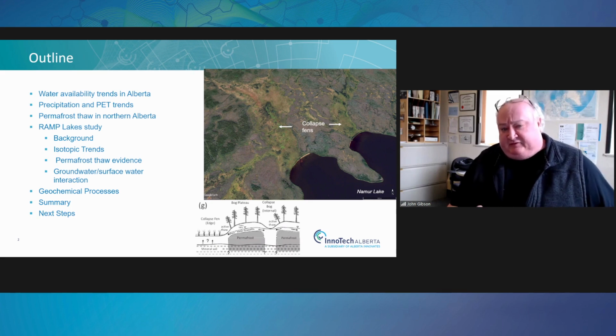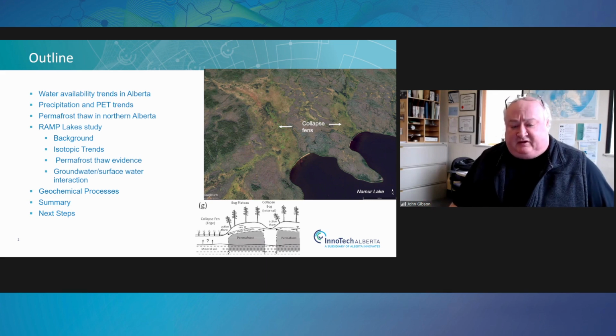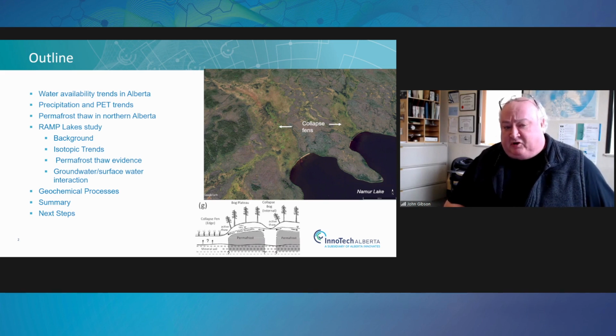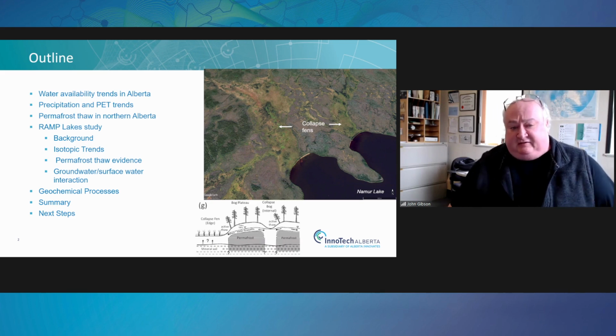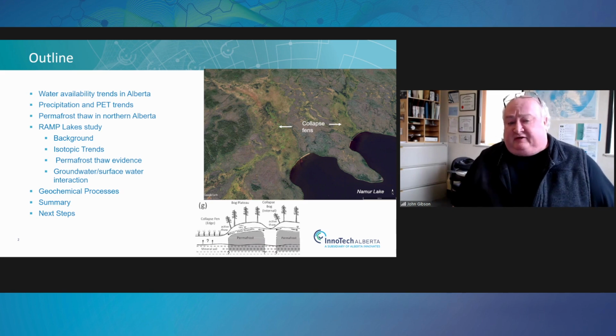And the network of lakes, it's a group of 50 lakes, and RAMP stands for Regional Aquatic Monitoring Program. The network was originally set up to monitor acid rain and deposition, but we see some interesting patterns that don't support that acidification is happening. And part of the reason is because of the influence of permafrost thaw.